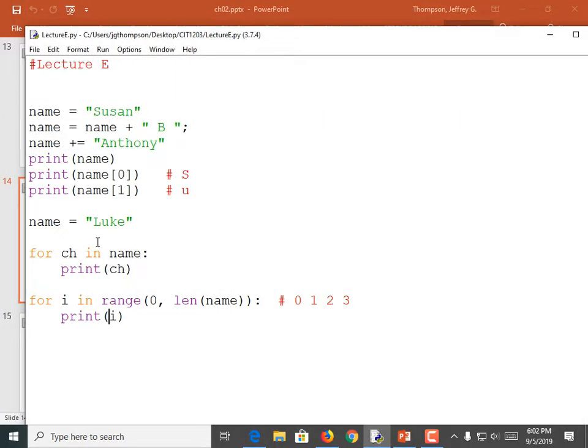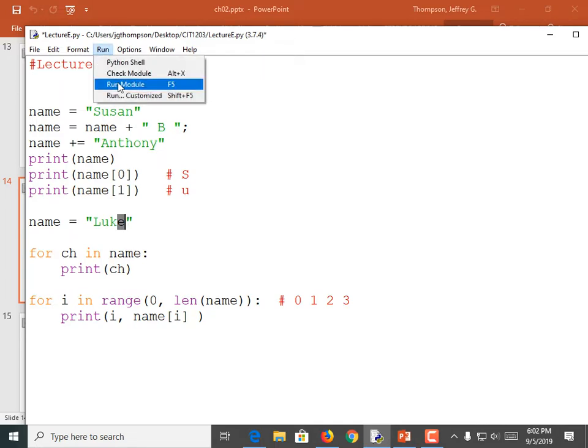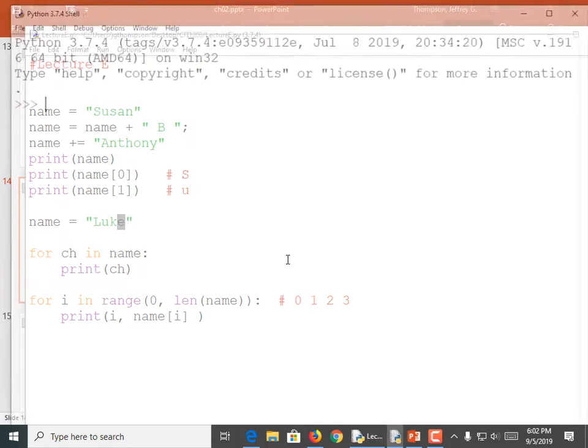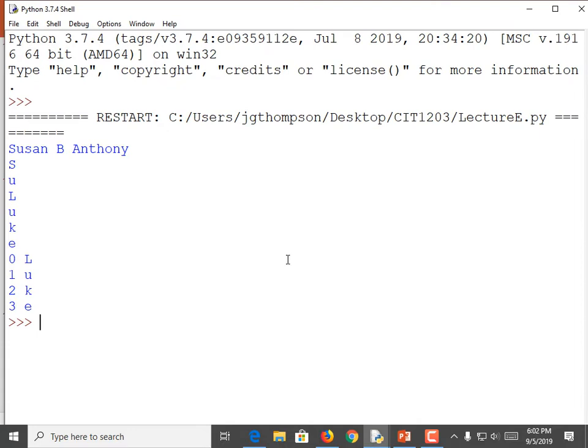But now we have I that we can use as an index into the name, just like I was doing here. Right? So I can print I, comma, name subscript I in parentheses. And so it's going to print out the letters of the name string and their positions. So 0 is going to be L, 1 is going to be U, 2 is going to be K, 3 is going to be E. There we go.